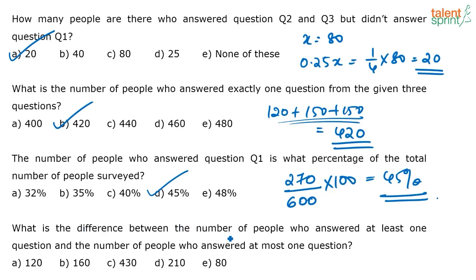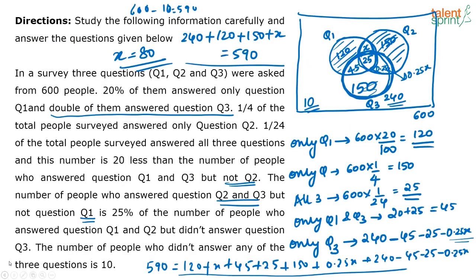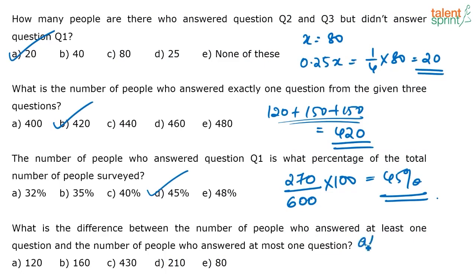Next question. What is the difference between the number of people who answered at least one question and the number of people who answered at most one question? So, how many people answered at least one question? See, at least one question means people who have answered only one, only two, only three, and 1 and 2 or 1 and 3. Basically, if you look at this diagram, people who have answered at least one question are these people who are there inside this 3 sets. How many of them are there? See, totally we have already found that out, right? Inside all these 3 circles put together, if you add, you will get that to be 590. So the number of students who are answering at least one question is 590. We have already got this.